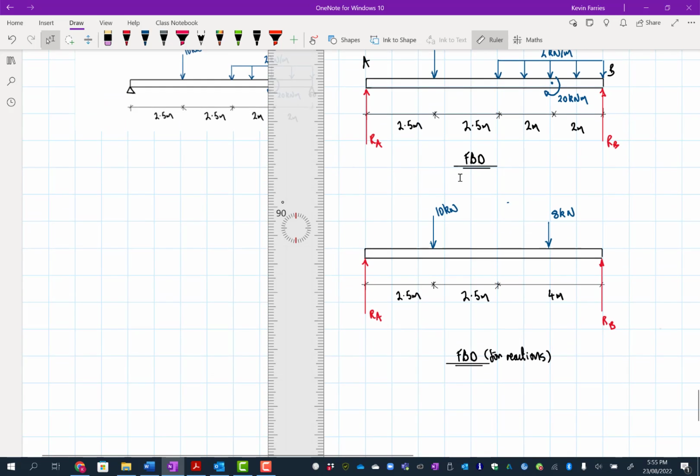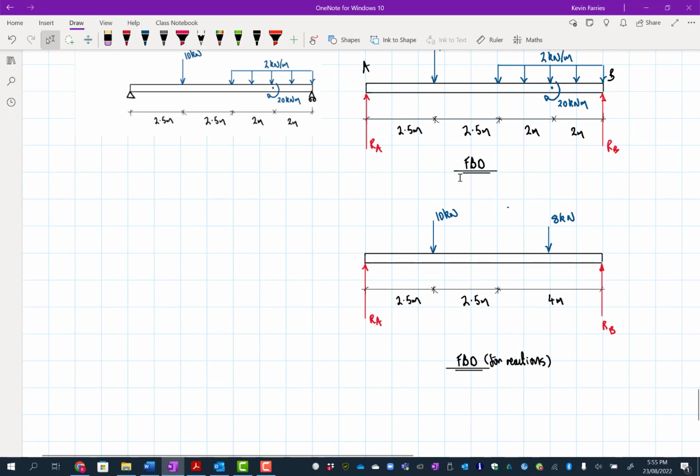So what am I doing? I'm starting to get the worse for wear with this cold, but I'll try and soldier on. So I've just turned that into a point load. So this is my free body diagram for calculating the reactions, and we'll just do that in the usual way. So I'll meet you on the other side.